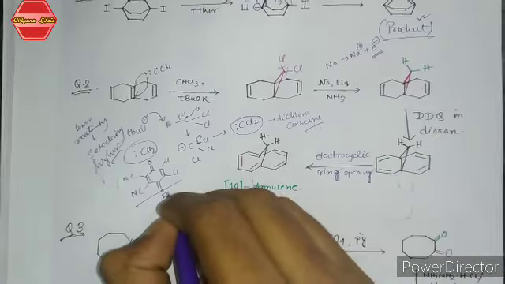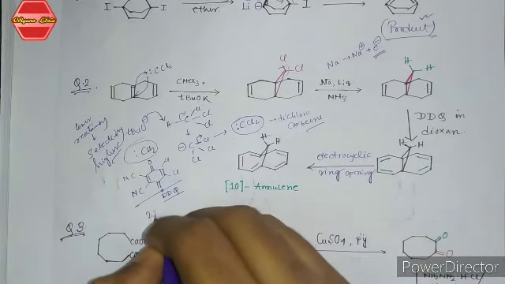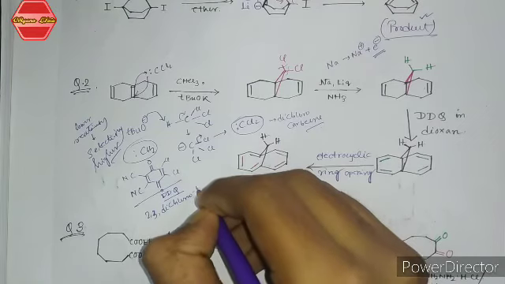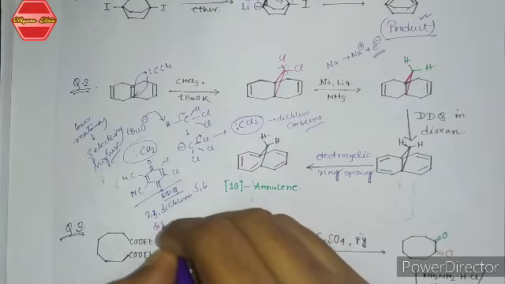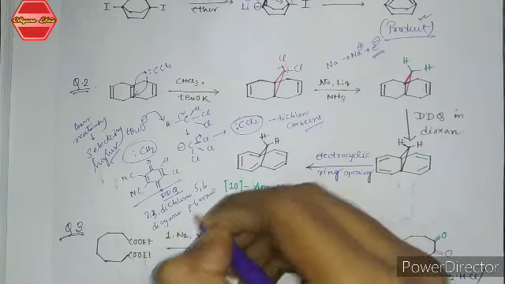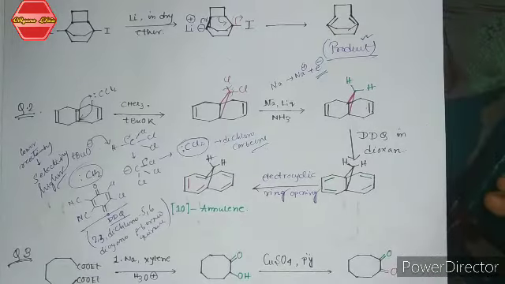Okay, so this is your DDQ. Now what is the name of DDQ? That is 2,3-dichloro-5,6-dicyano-para-benzoquinone. Okay, so this is the overall name of DDQ.